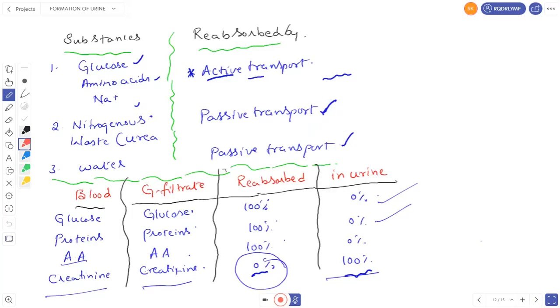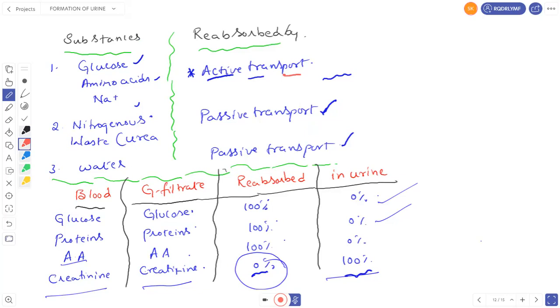So let us go for the next one. Substances reabsorbed by which type of transport? Let us see. Glucose, amino acids, and sodium are reabsorbed by active transport. Nitrogenous waste materials are reabsorbed by passive transport, and water is reabsorbed by passive transport.